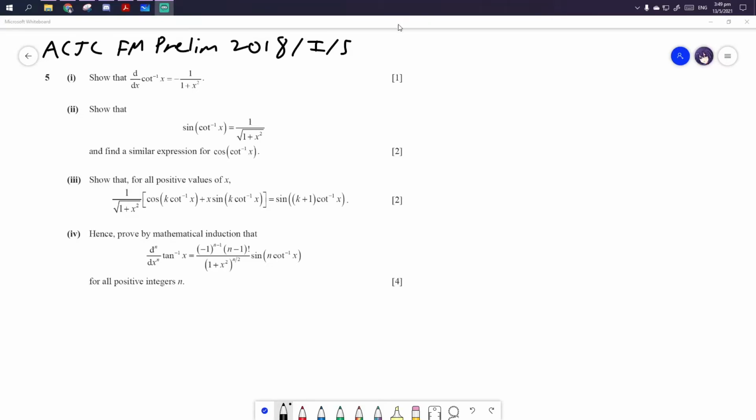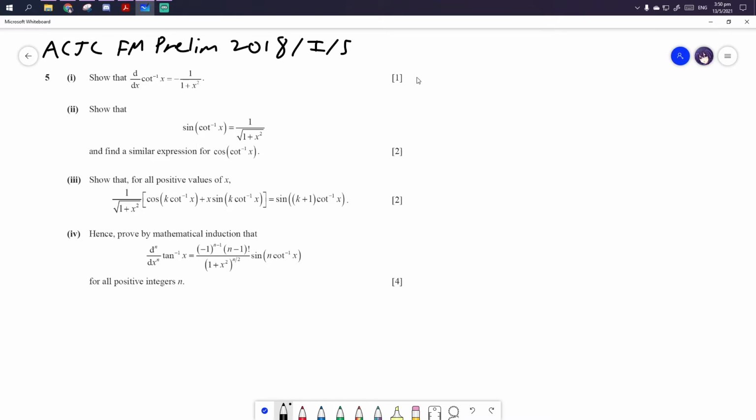Hello everyone. Today I would like to go through a mathematical induction question. Mathematical induction is one of the topics in further maths, and while the concept may seem easy when you learn it for the first time, when you actually do questions, you may realize that it's not as easy as you think. One of the common ways to test mathematical induction is differentiation, and this is exactly what is done in this question. This is ACJC Further Maths Prelim 2018 Paper 1 Question 5.